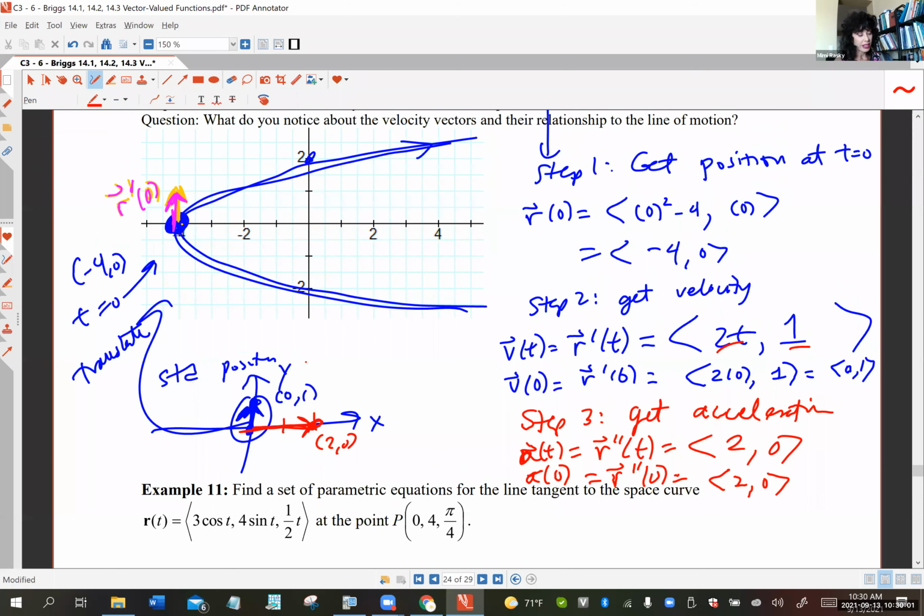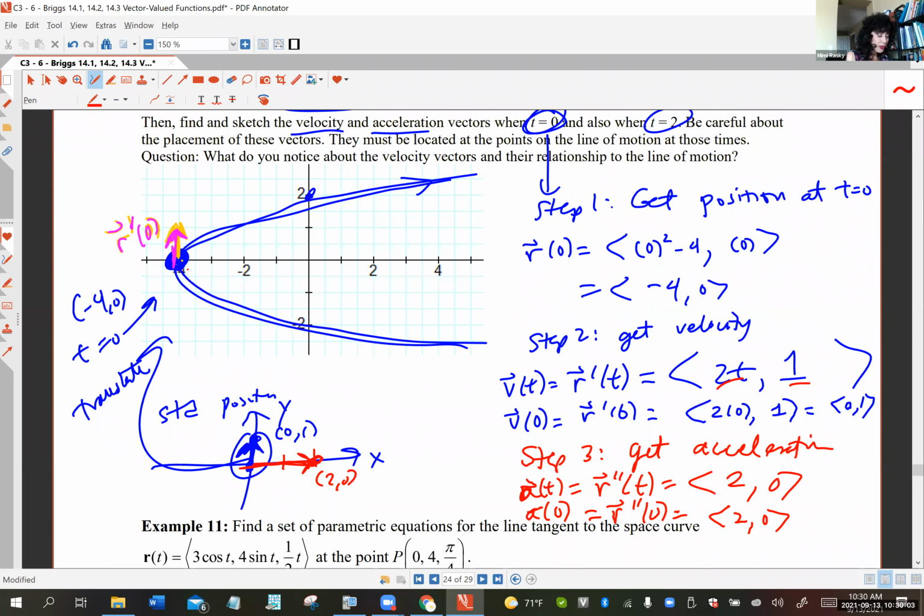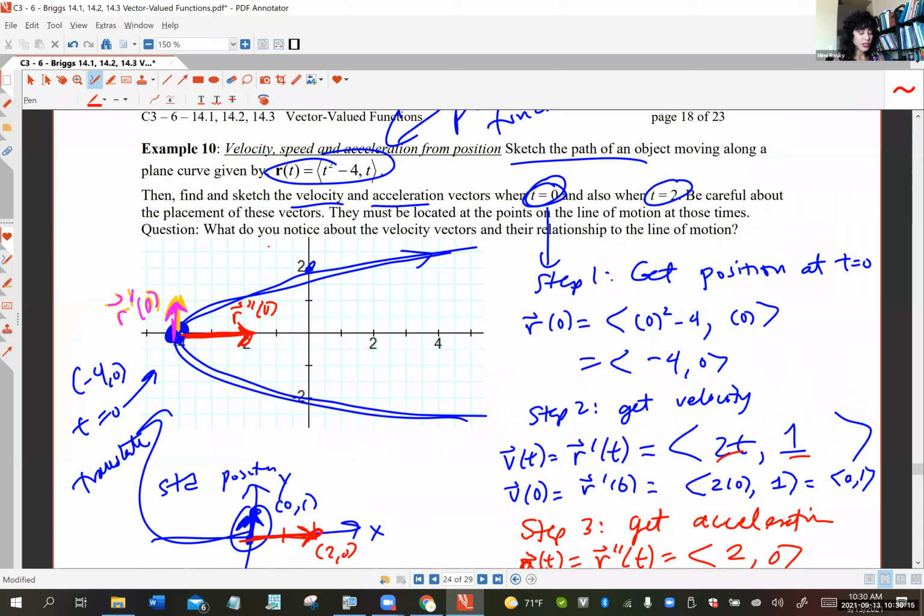But I don't want to leave it there. I want to move it so that it is sprouting out of the point it's associated with, time t equals 0 position. So we're done with the time t equals 0 analysis. So let me recap. The position at time t equals 0 is right here on the vertex of the parabola. It's right there at -4, 0.